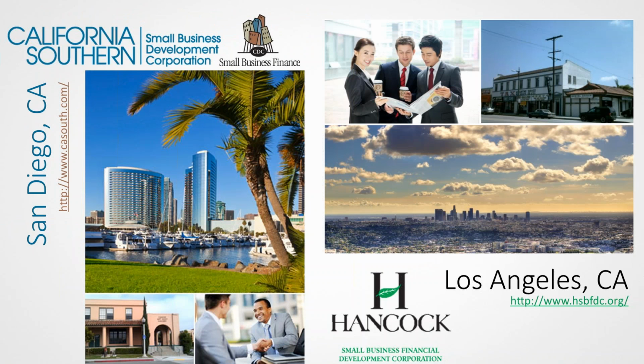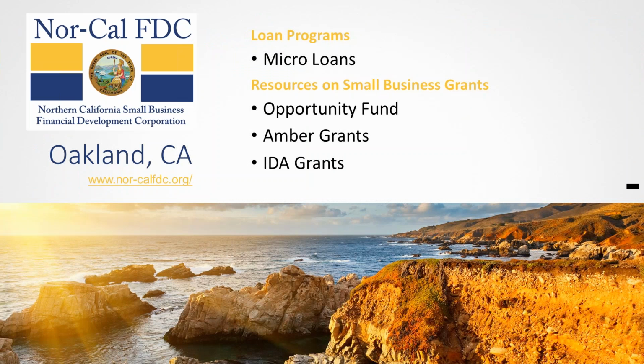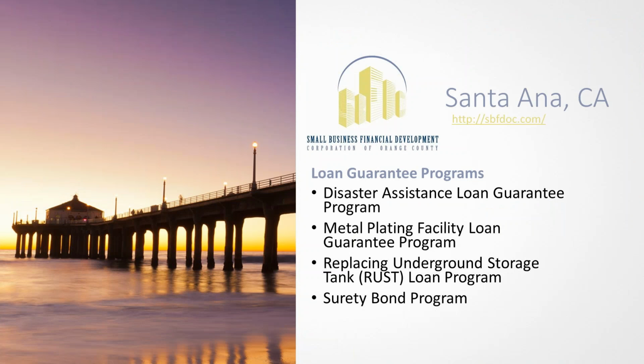California Southern is in San Diego. They have a variety of programs, as does Hancock Small Business FDC, which is in Los Angeles. NorCal FDC is in Oakland, and NorCal not only has microloan programs, but also some grant programs. All the FDCs I'm talking about, you can locate on the website. We have the links on this page, and of course it'll be posted afterward.